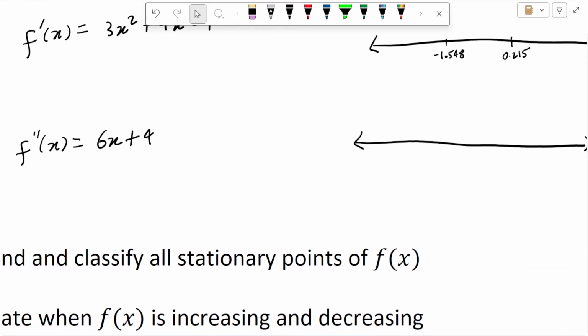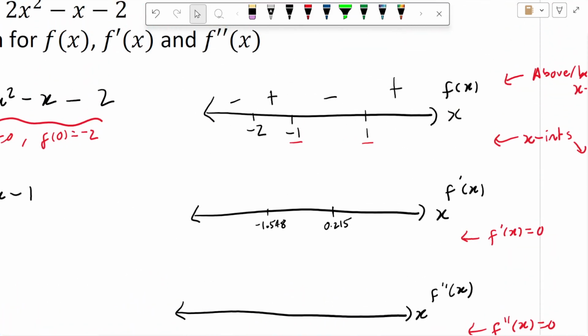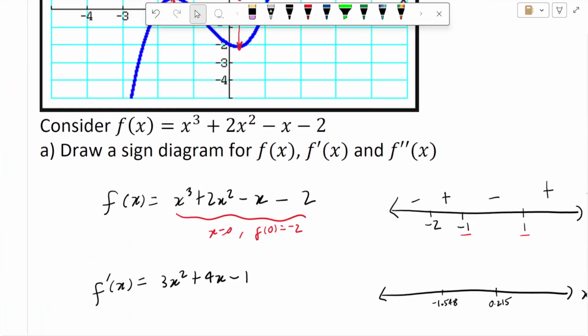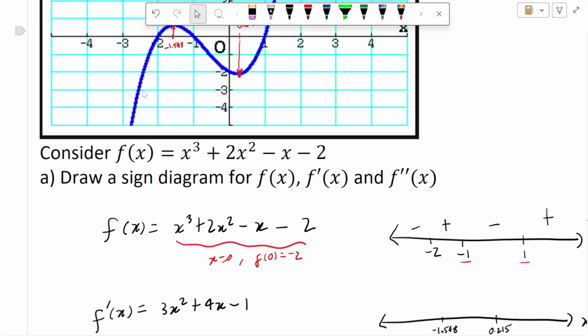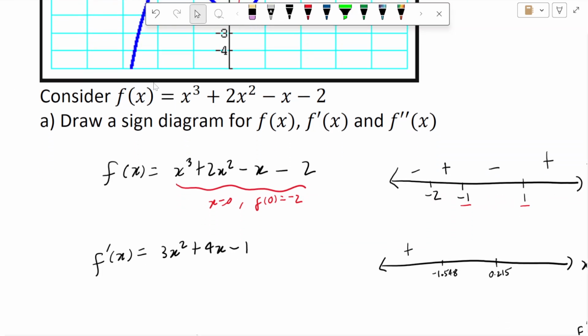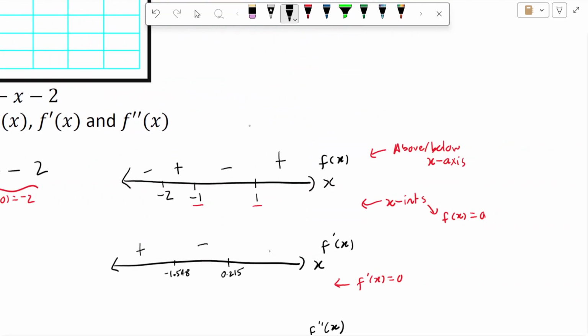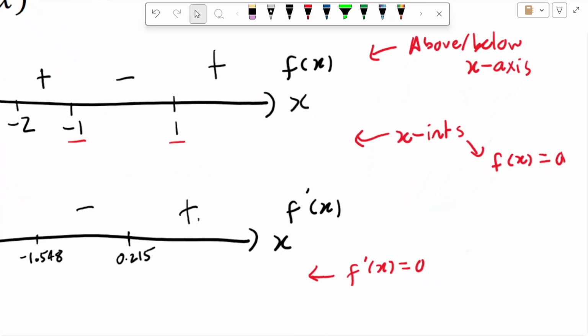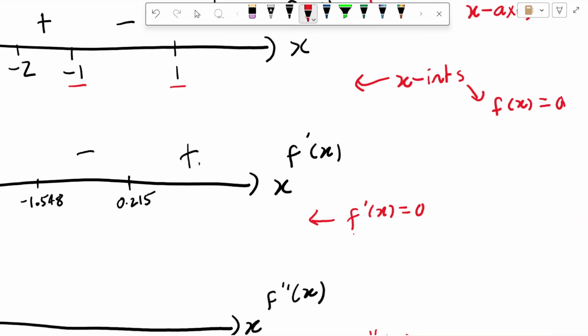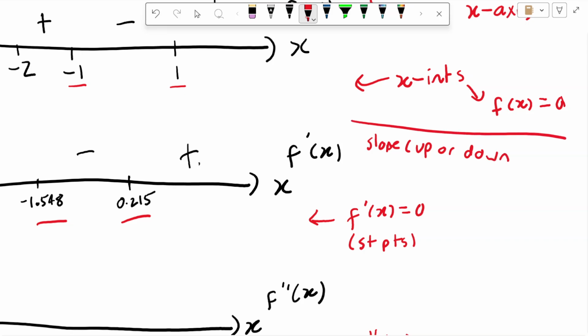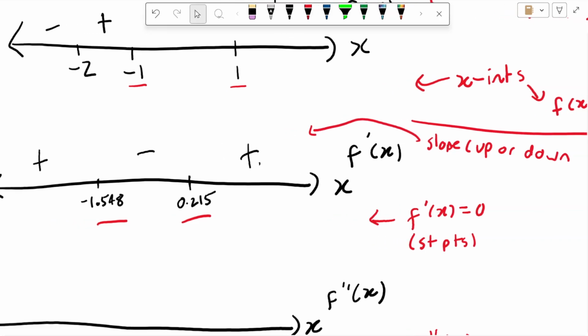All right, 6x plus 4. Oops, sorry. We got to put the pluses and minuses in first. So it's sloping up before minus 1.548, so that's a little plus there. It's then sloping down in between those 2 points. So it's a minus, and then it's sloping up again after. So the thing that we put on the bottom of this one was your stationary points. They're the numbers that go on the bottom here. And the slope up or down is how we filled in the pluses and minuses up the top there.